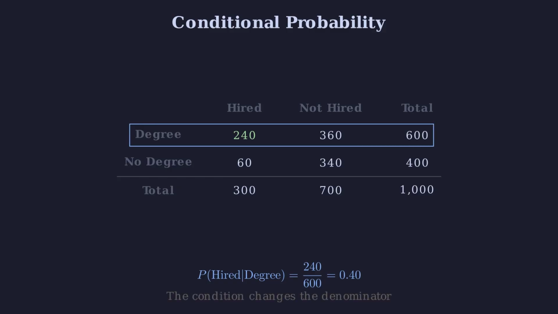Of those, 240 got hired. 240 divided by 600 equals 0.4, 40%. The condition changes the denominator. That is the key insight. When we condition on B, we shrink our universe to only the cases where B is true, and then ask about A within that smaller universe.